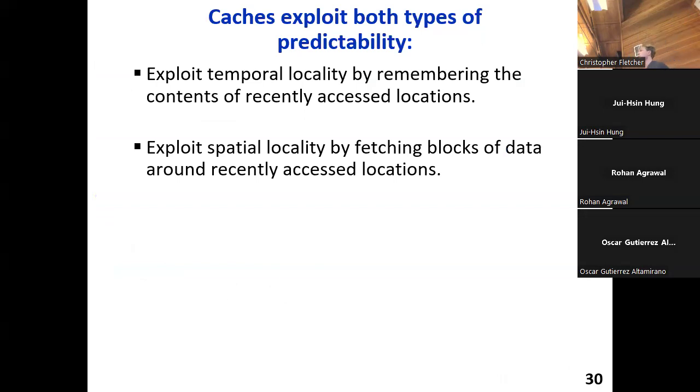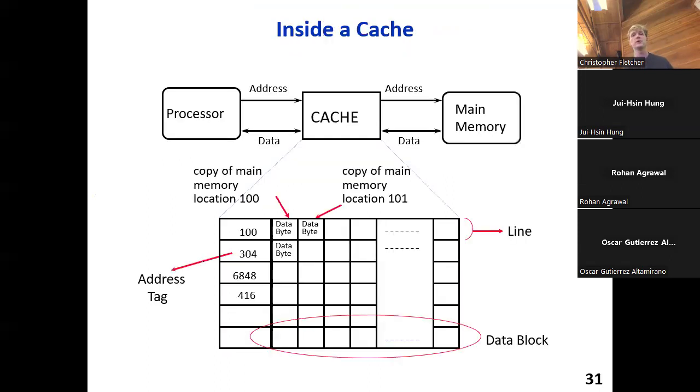And that brings us to caches. Caches are how we try to exploit, in a programmer-transparent way, temporal and spatial locality in the levels of the memory hierarchy pyramid that are above DRAM and below the register file. So they're going to try to exploit both temporal and spatial locality.